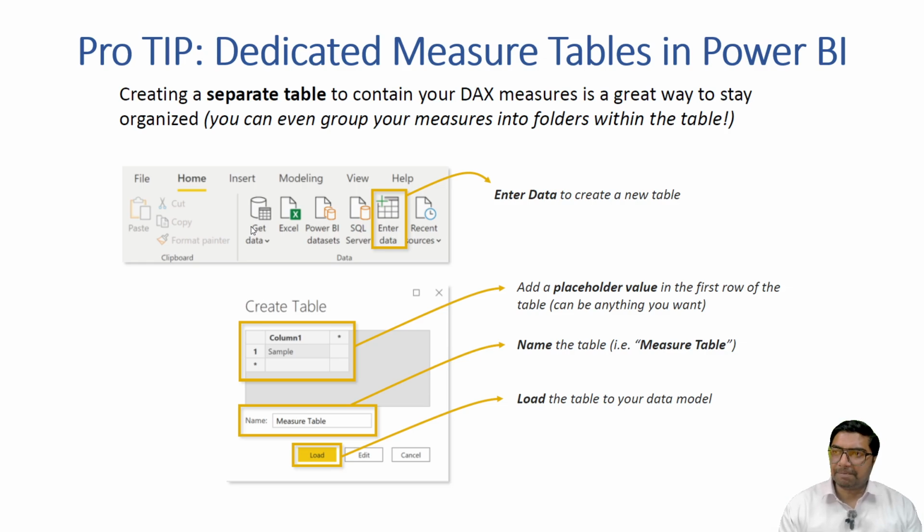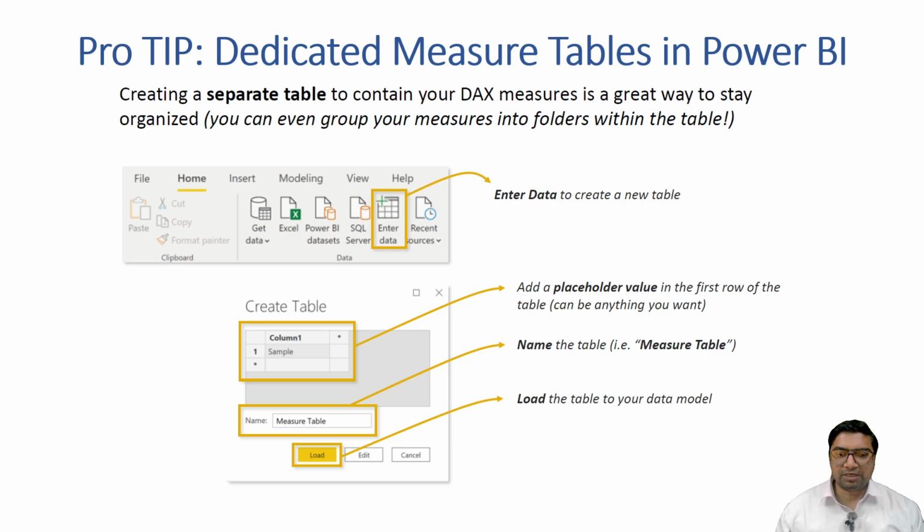Creating a separate table for your DAX measures is a great way to stay organized. So what can you do? You simply click Enter Data, that is basically the trick, and a Create Table window will open. You can write anything like sample there, name it measure table and load it. One separate table will be created, and you can put all your measures in that table, so it is organized in one place and one way.